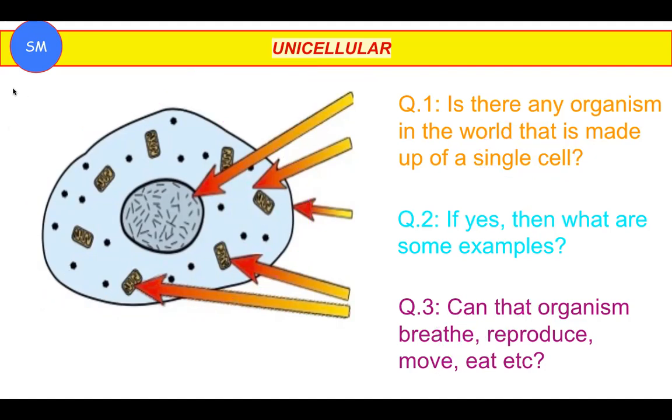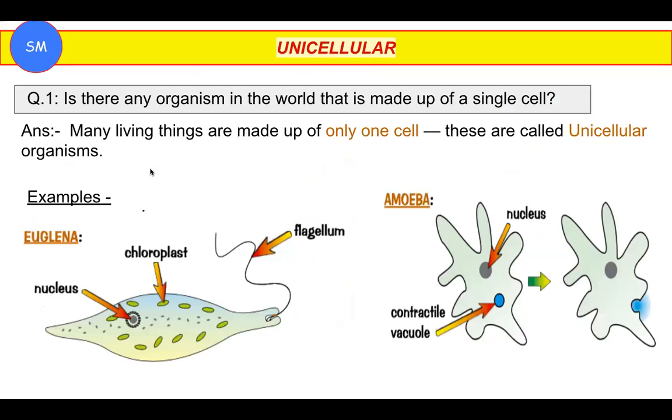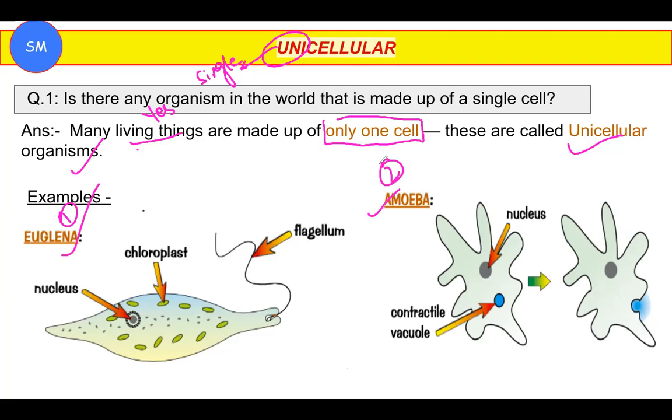So we will deal with the first question: is there any organism in the world which is made up of a single cell? The answer to this question is yes. There are many living things that are made up of only one cell. These organisms are known as unicellular organisms, where uni means single, because they are single cell. Examples: the second topic was what are its examples. The first example is euglena, and the second example is amoeba. It is made up of a single cell, a one-cell organism.